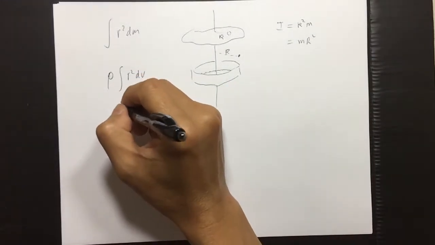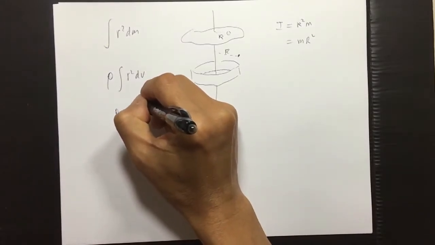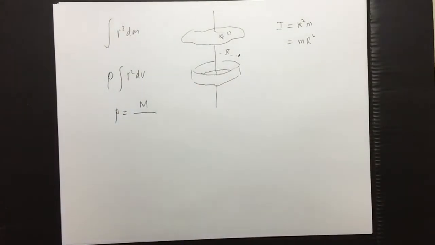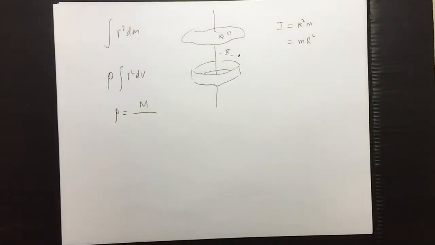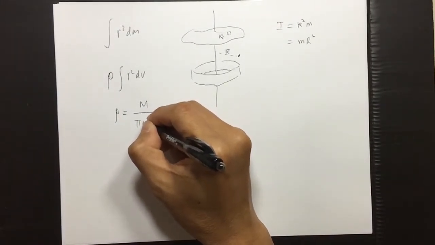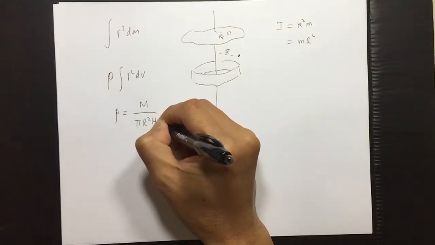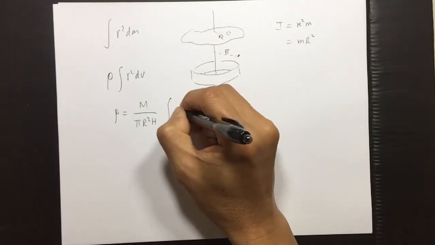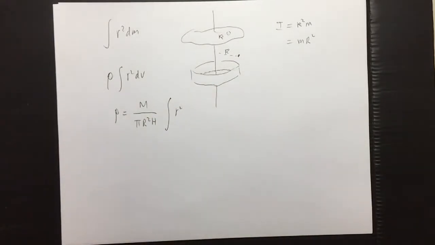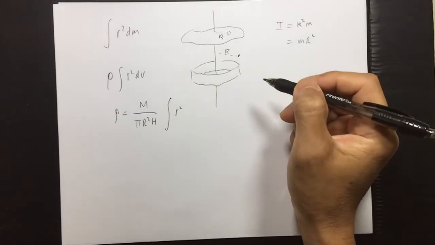In the case of a cylinder, rho equals mass divided by volume. What is the volume of a cylinder? Pi r squared times the height. Now let's do this r squared dV. When we look at this, dV is dr.